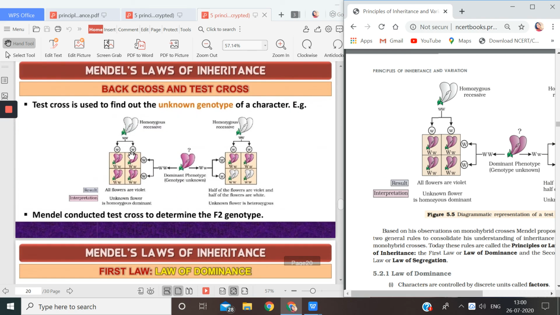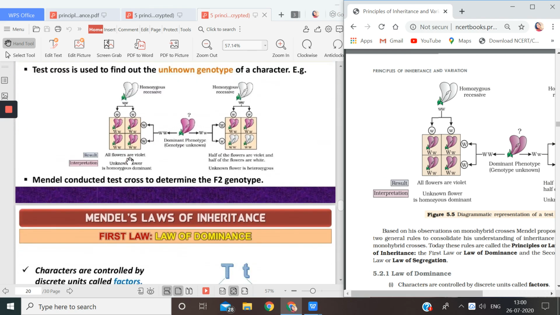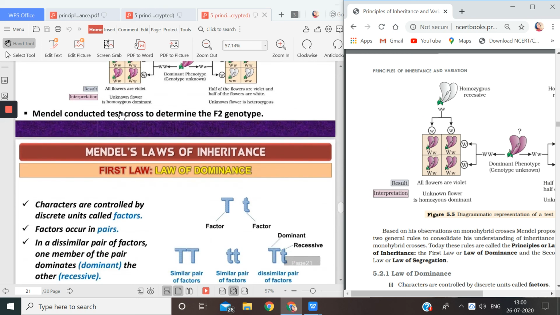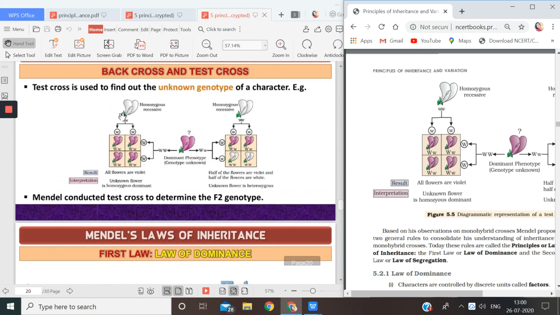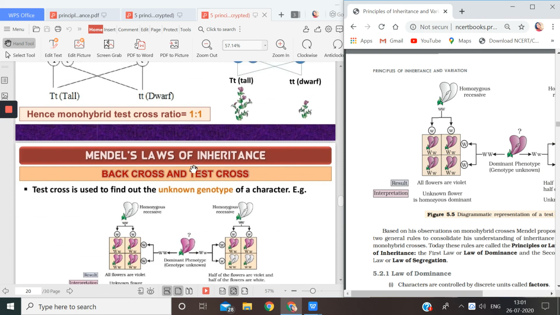So this was about test cross and back cross. I hope this is very much clear to all of you.